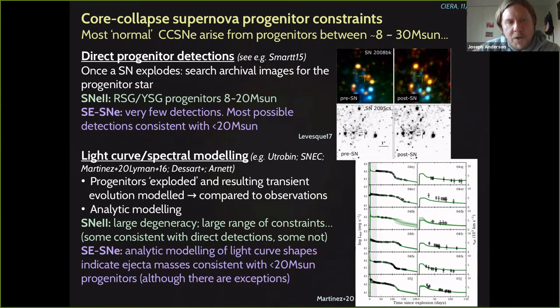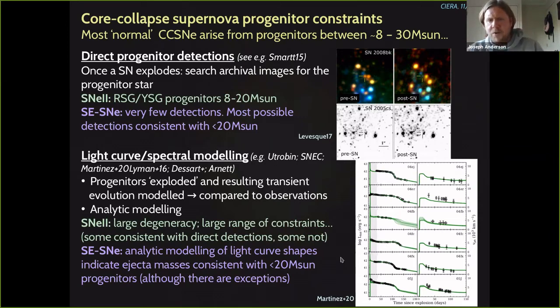We can also model the observations, model the light curves and the spectral evolutions of these things. This is done in various different ways, where you can take progenitors from some stellar evolution codes, such as MESA. You can explode these and then follow the resulting transient behavior, and then compare these to observations. And this is something I show here on the bottom right. This is work with the student Laureano Martinez, who's working with myself and Melina Burston, where we're taking a large sample. I put 2020 here actually, but this plot is not published.